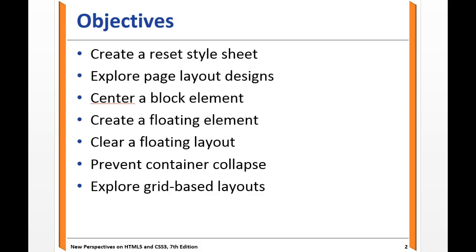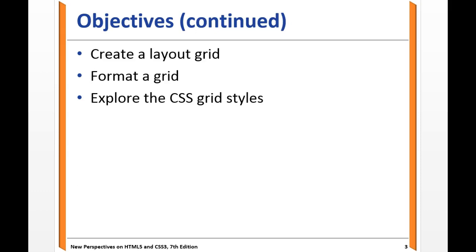Some of the objectives of this chapter are that we are going to learn how to reset a style sheet. We will also learn how to explore page layout design, use a block element, create a floating element, clear a floating layout, and prevent container collapse. We will also look at section 3.2, which will be learning how to use the grid-based layout, also how to format a grid, and also we are going to explore the CSS grid style.